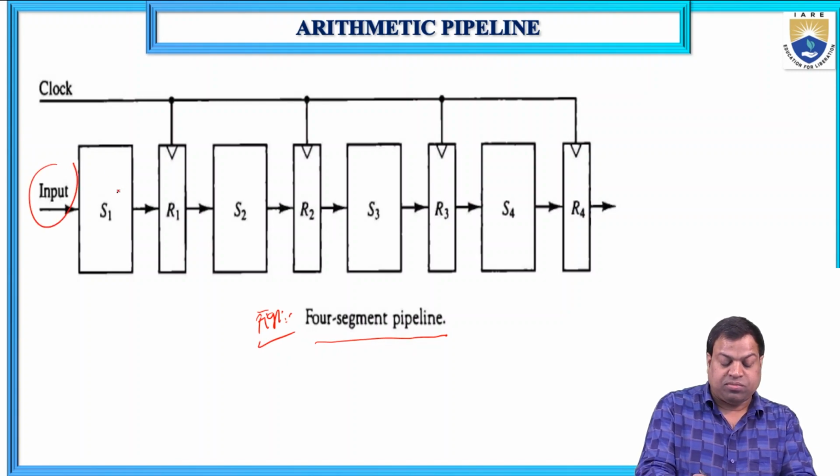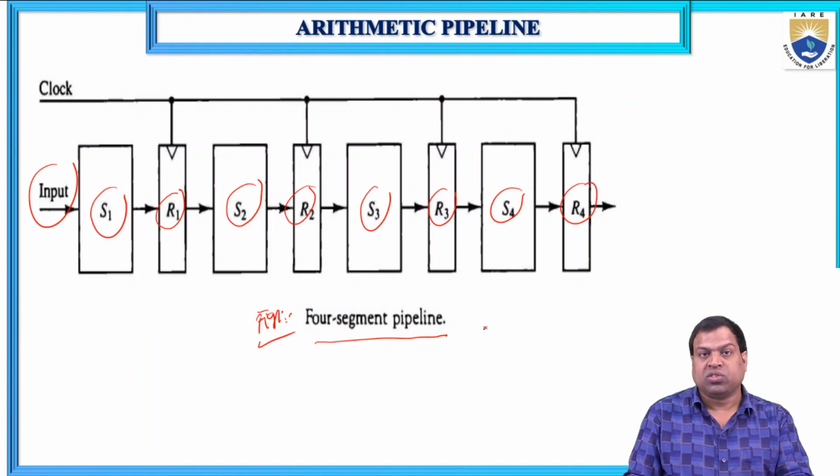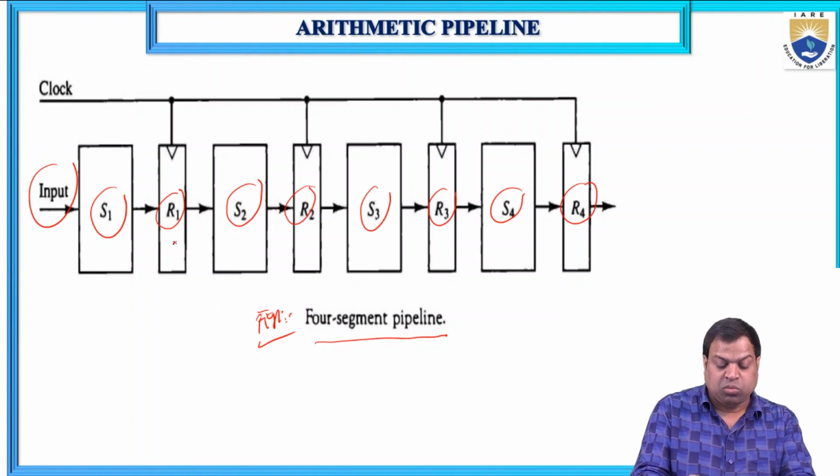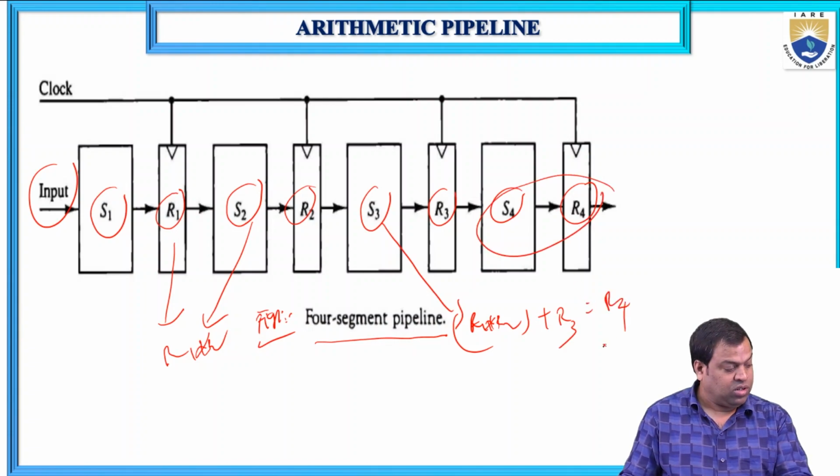So the input segment 1 I am taking as register 1, segment 2 I am calling register 2, segment 3 register 3, segment 4 register 4. In every segment, suppose here it is R1, in segment 2 R1 multiplied with R2, in segment 3 R1 into R2 plus R3. Here the final result will be stored in R4 like this.